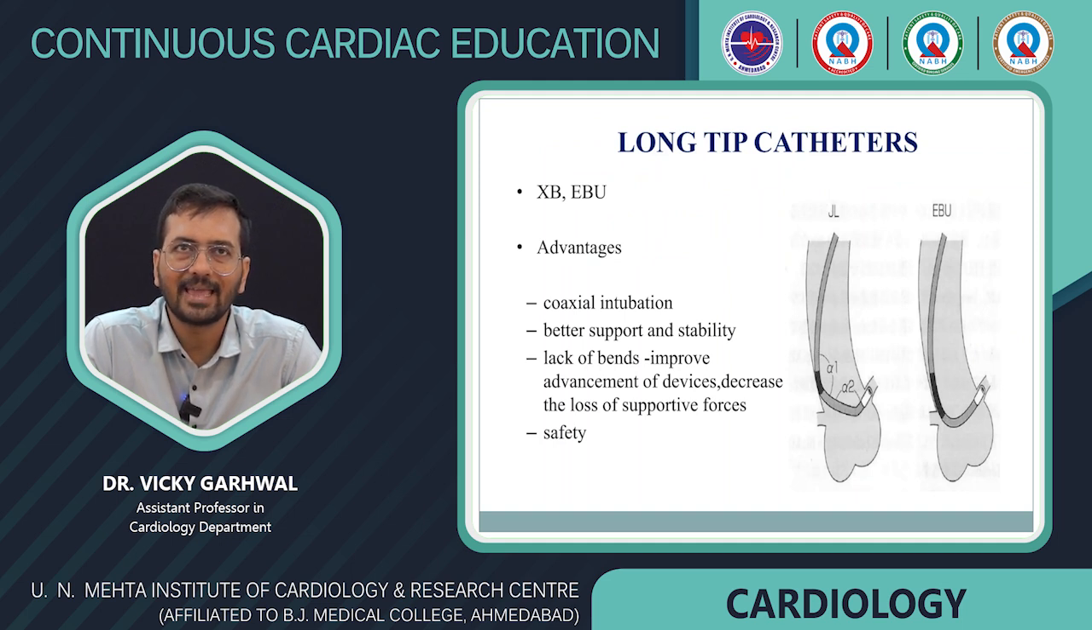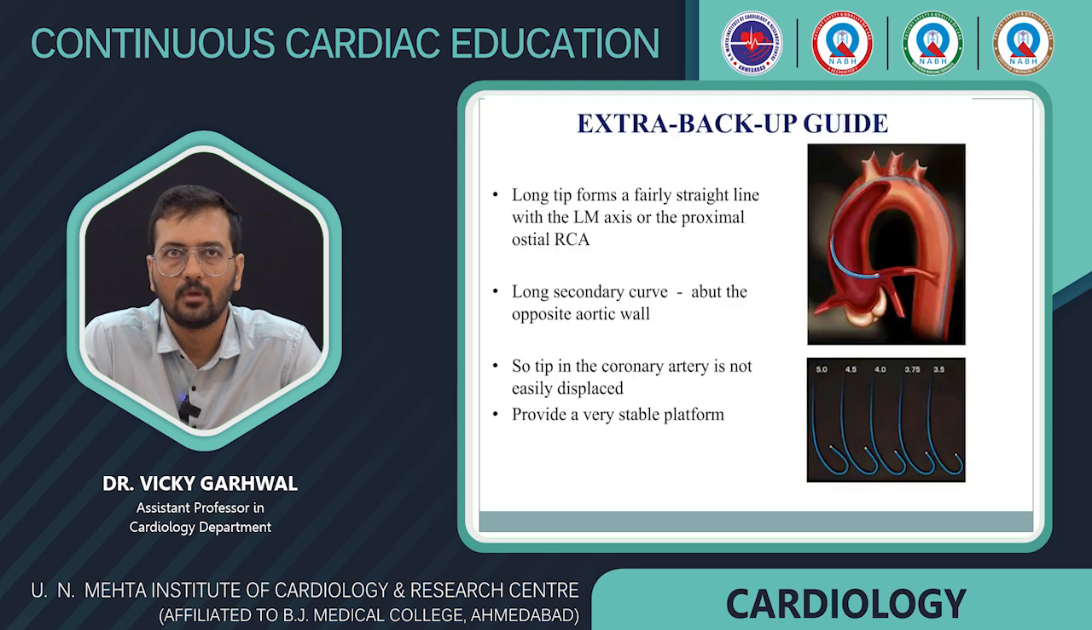Long tip catheters like XB or EBU have the advantage of coaxial intubation, better support and stability, and lack of bends, so they improve advancement of devices and decrease the loss of supportive forces. It is much safer. With Extra Backup EBU guides, the long tip forms a fairly straight line with the left main axis or the proximal ostial RCA. They have a long secondary curve which abuts the opposite aortic wall, so the tip in the coronary artery is not easily displaced, providing a very stable platform.